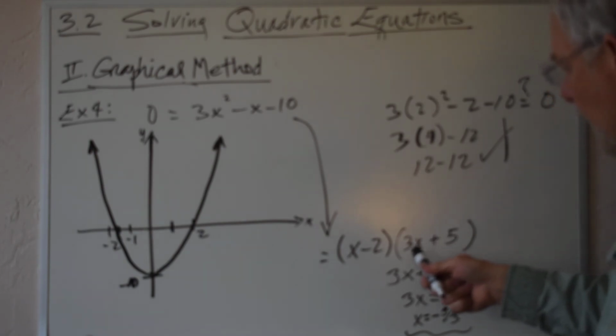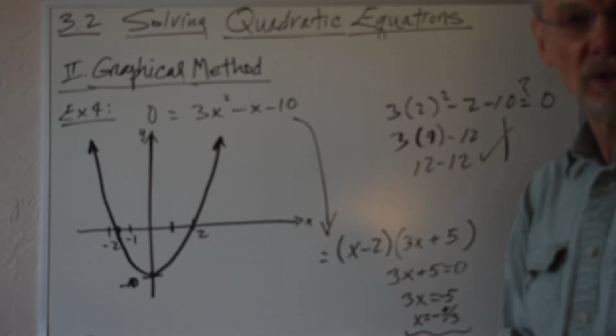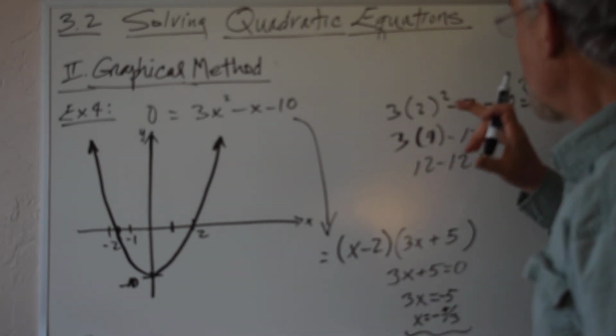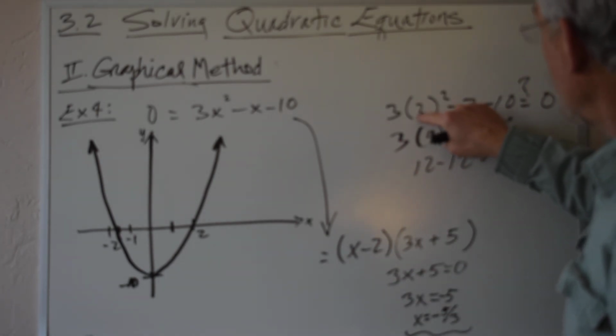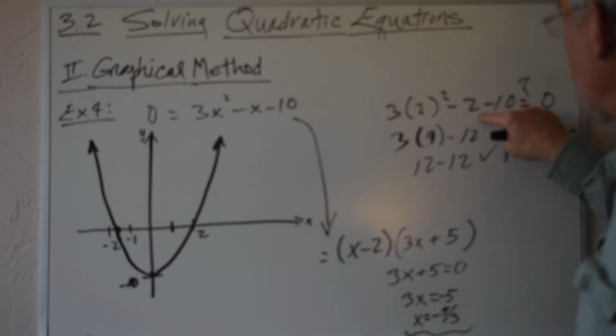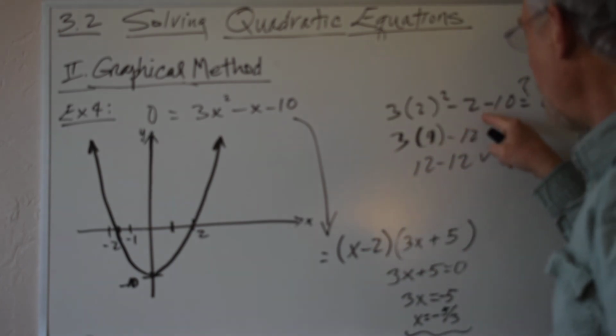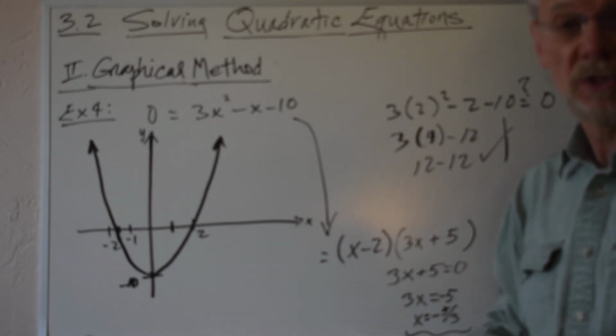Now, to finish solving the problem, I set this factor equal to 0. 3x plus 5 equals 0. I solve, I get x equals minus 5/3. If you want to check that, plug it in. Instead of having the 2's in here that we put in, now put in minus 5/3. You'll get some sloppy calculations that involve fractions, but it will work out. It will solve the equation.